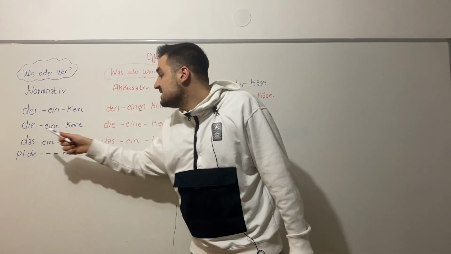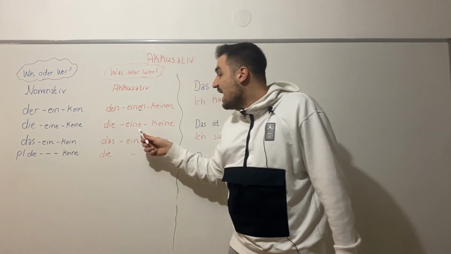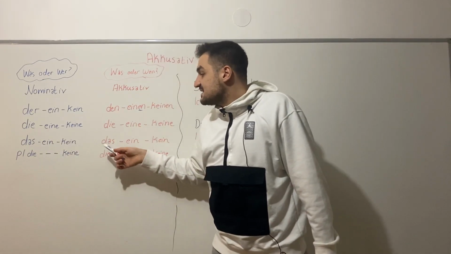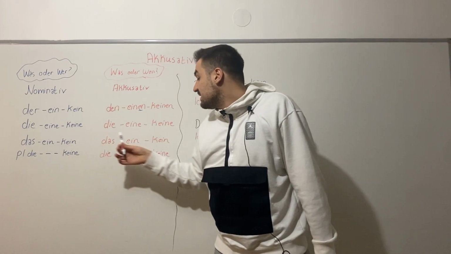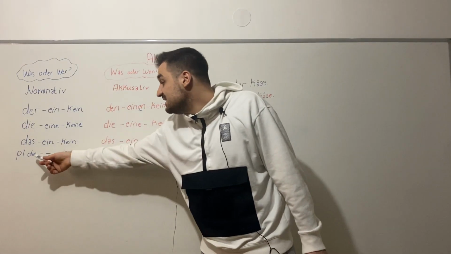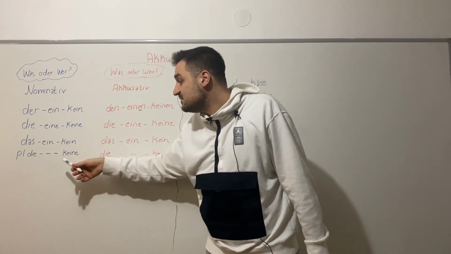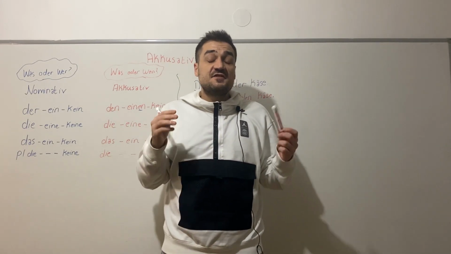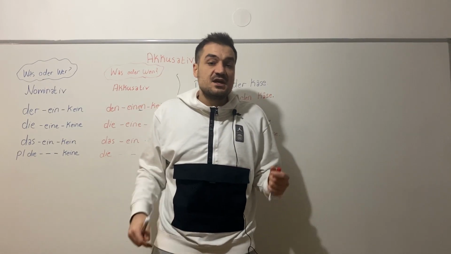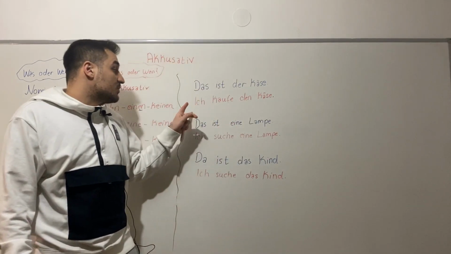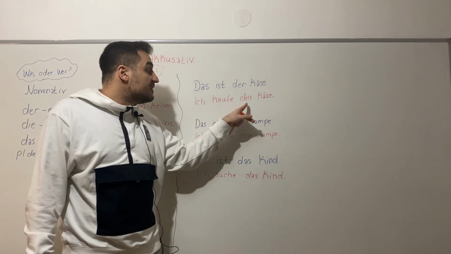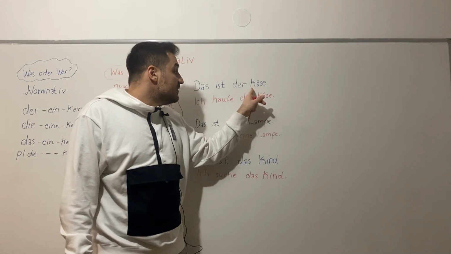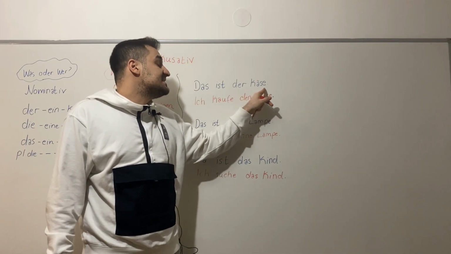In this case, die stays as die, eine, keine and keine. Das, ein, kein and kein. Die, nothing is empty here, keine and keine. But how can we understand if the sentence is in the accusative case? On the left side, I wrote one example. Ich kaufe den Käse. Here you can see that the nominative article is der Käse.